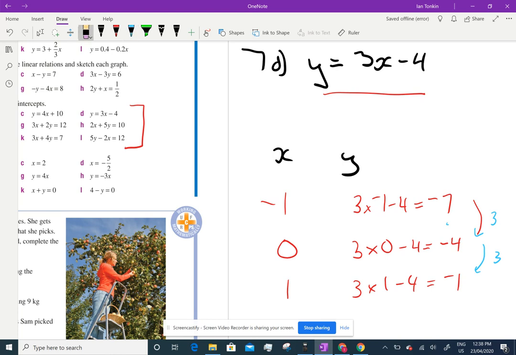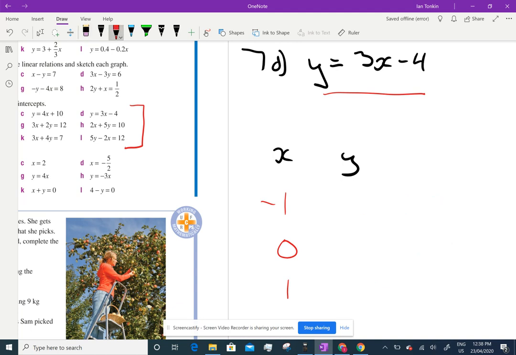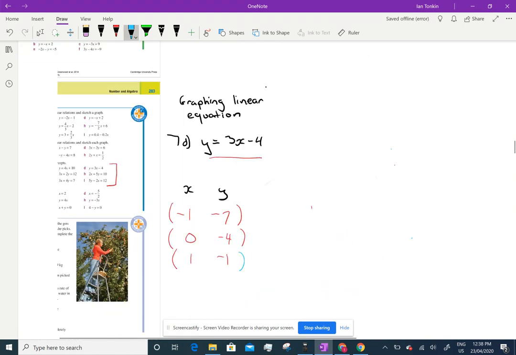Now, I wouldn't write all that. I do all that on my calculator, and all I would do is I go -7, -4, -1, and look there, I've got my 3 coordinates. So then what do I do?